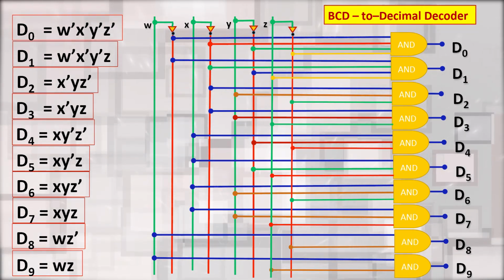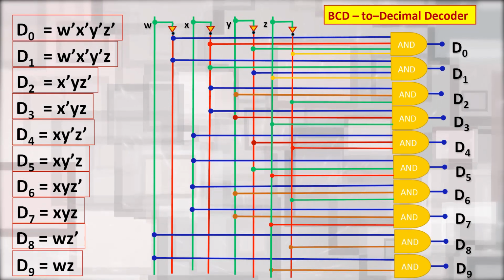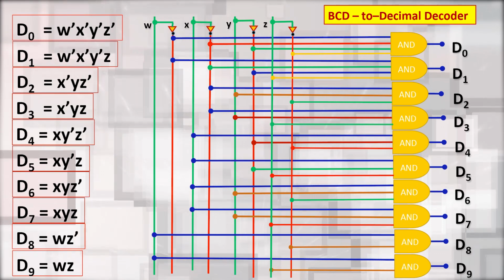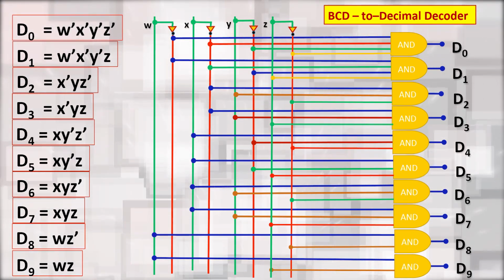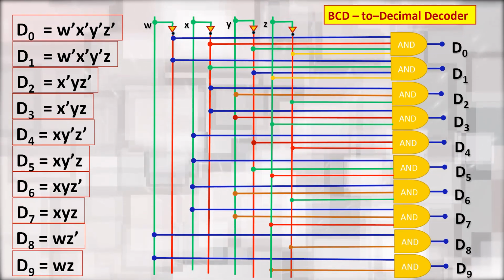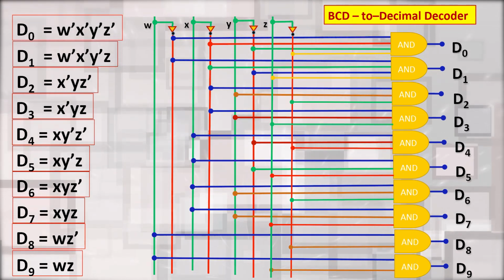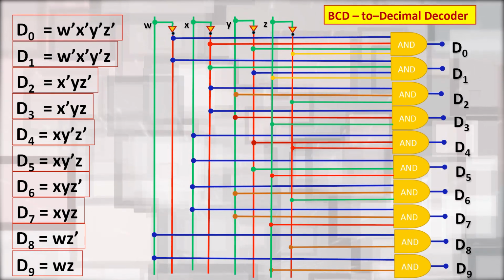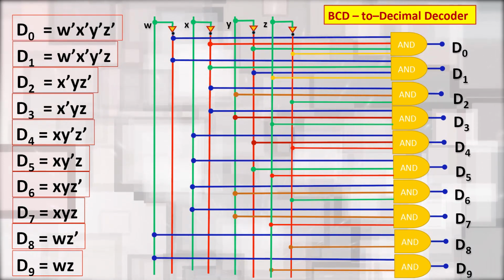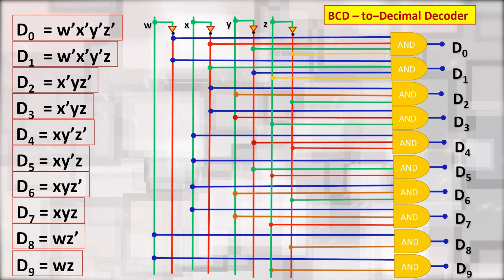For D6 to AND gate we will be connecting X, Y, Z bar, and for D7 to AND gate we will be connecting X, Y, Z, and for D8 we will be connecting Y, Z bar, and to realize D9 we will be connecting W and Z to the AND gate input, and this way we will be able to realize BCD to decimal decoder.